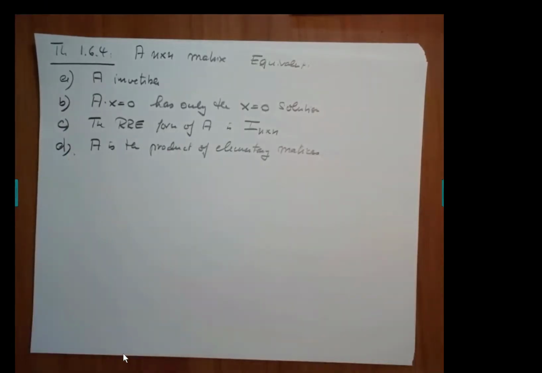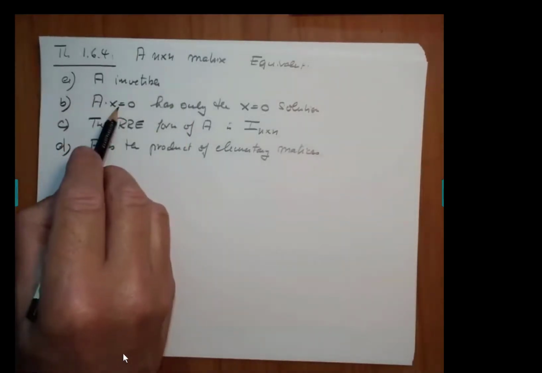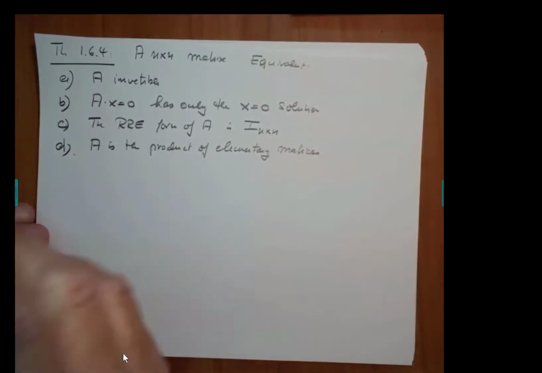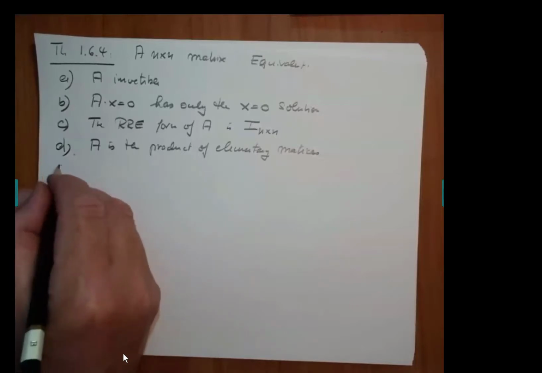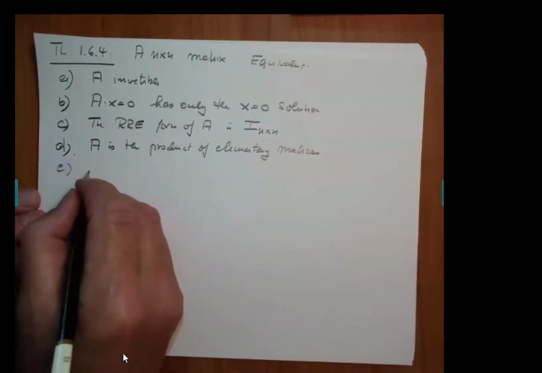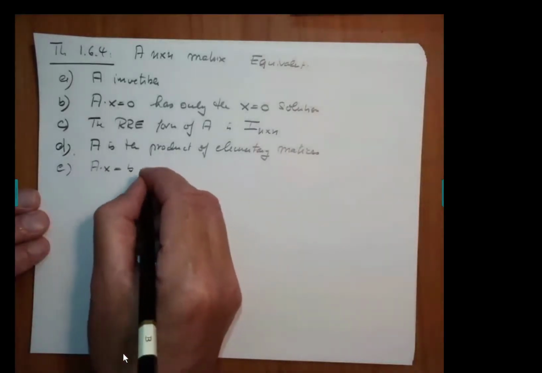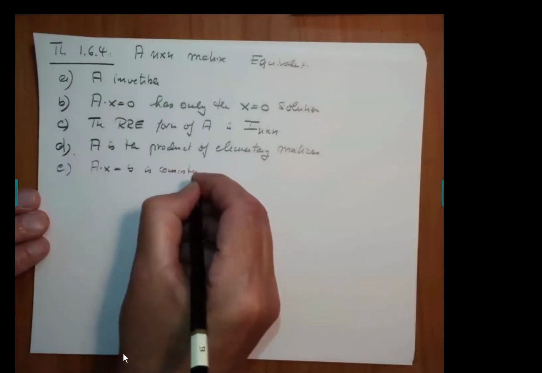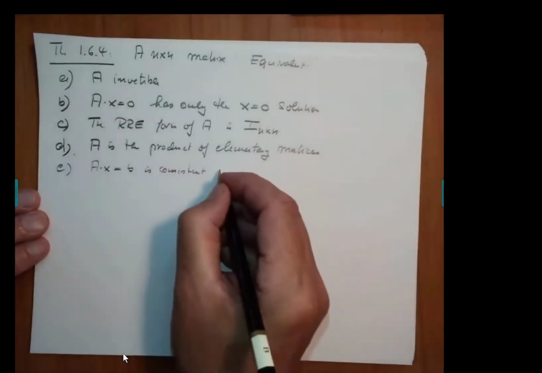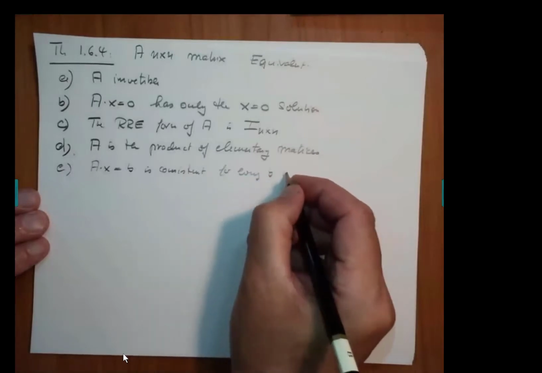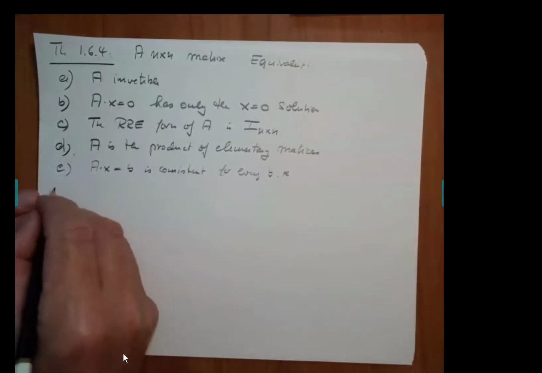And now comes the extension, because like I said in the previous section, we only talk about homogeneous. Now, what are the implications for non-homogeneous? So if the right-hand side is an arbitrary vector, and this is now part E, here it starts. A times x equal to B is consistent, means at least one solution for every B vector.